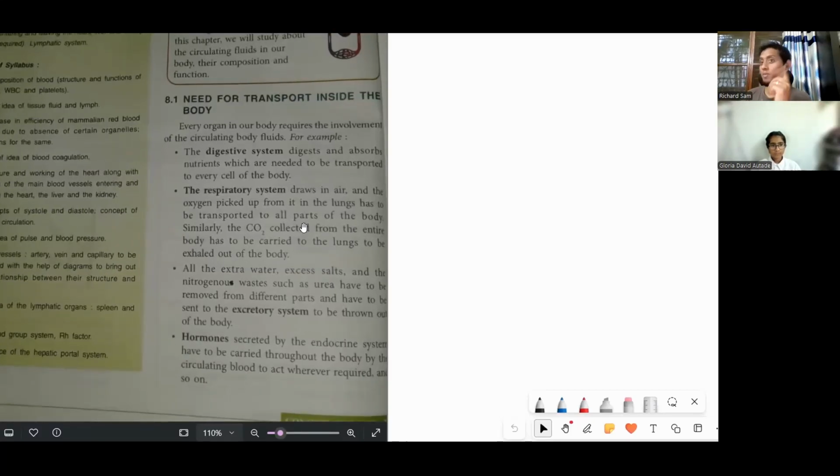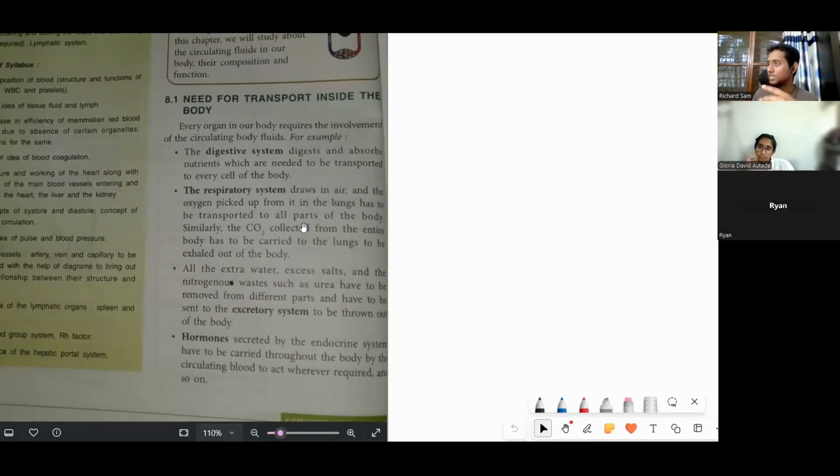If your heart stops pumping, this bus service is gone. There is no distribution of substances, removal of waste, giving food, giving oxygen, taking carbon dioxide. All these things stop and your body cannot function, because your cells continuously need these raw materials. Cells need oxygen. Cells need food. Only then can they respire. Cells give out waste materials, and those wastes have to be taken out and disposed of.